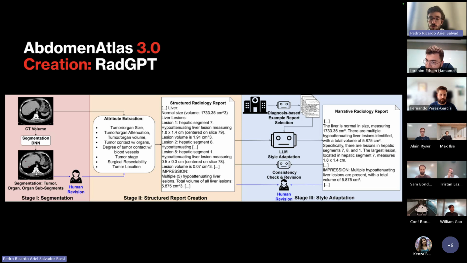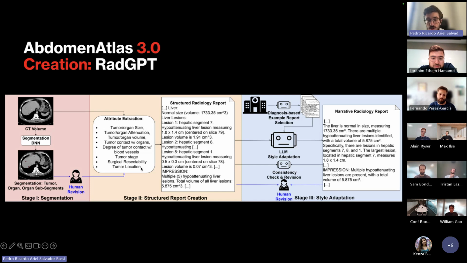And also the degree of contact between the tumor and blood vessels, which is very important to determine the severity, the stage of the tumor. The tumor stage itself, we also extract from the segmentation. And if the tumor is resectable or not, can it be removed by surgery or not? And finally, the tumor location, so in which organ, in which parts of the organ the tumor is.